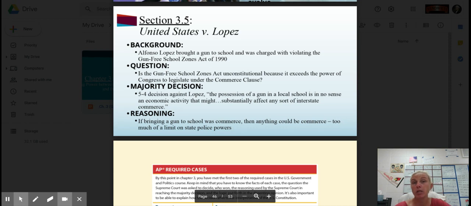So why is this case such a big deal? Because this is one of the times where we see the states get power over the national government. The FBI cannot come in and arrest somebody. States can arrest them for bringing a gun to school, but the FBI cannot do that because they're violating a state's right to do that. This has nothing to do with commerce, like the national government was trying to say it did. So this was one of those things where the state governments actually got power over the national government, and that's why it's one of the top 15 cases.